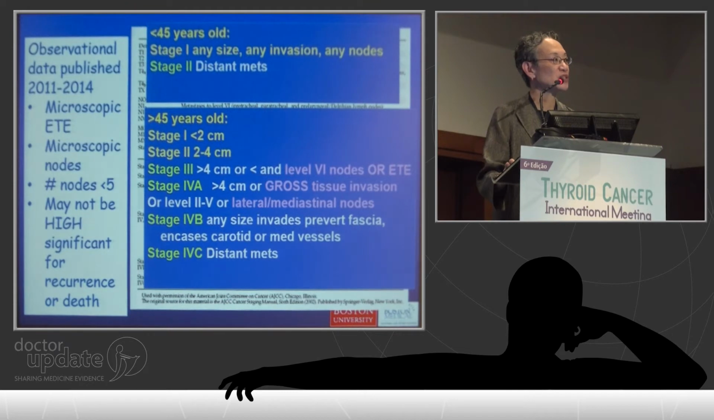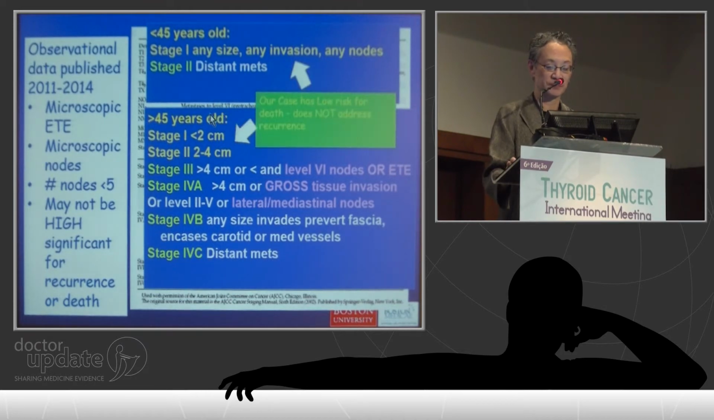So again, as I saw yesterday, if you're under 45 years old, as this patient is, you're a stage 1 patient with the exception of having distant disease. So part of the observational studies that happened between the first two guidelines changed how we stage patients: microscopic extrathyroidal extension, microscopic nodes, and number of nodes less than 5 do not appear to be a high-risk element, and therefore it has changed how we stratify those patients with those conditions.